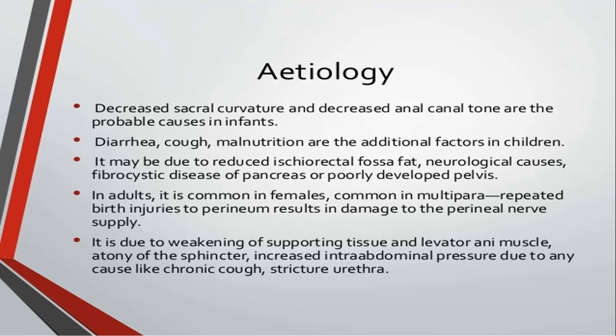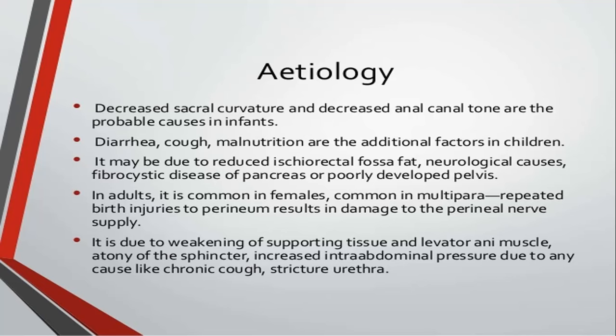Now, it is due to a weakening of the supporting tissue and levator muscles, which I have discussed earlier. I talked about the levator muscles and puborectalis muscles. These are the muscles which cause the tone of the sphincter. Increased intra-abdominal pressure due to any cause like chronic cough and stricture urethra is a cause which either weakens the sphincter or creates abdominal pressure.